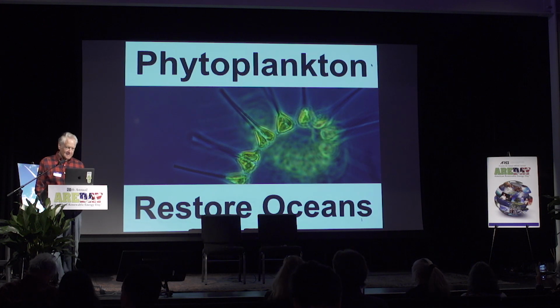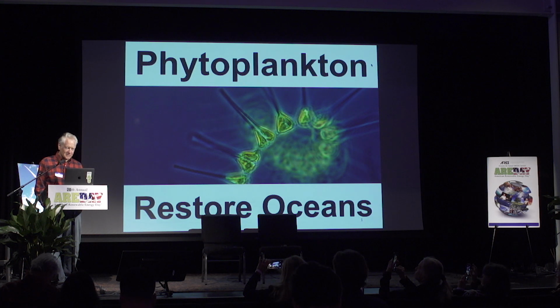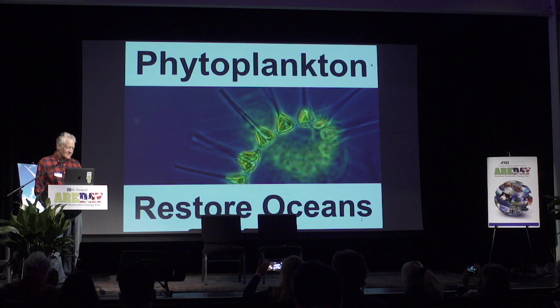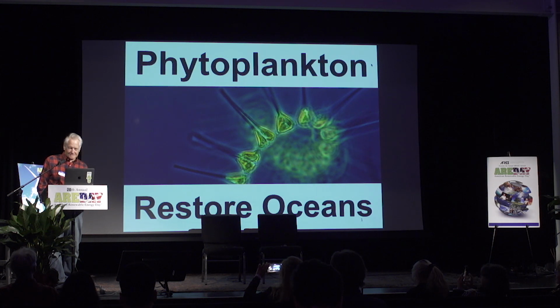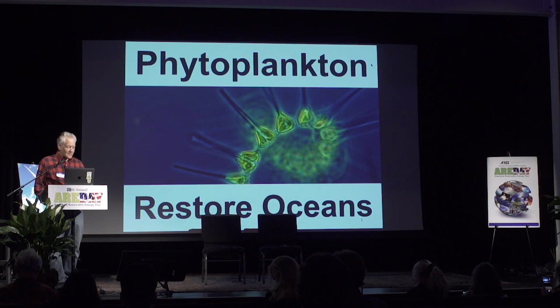Phytoplankton, my favorite single-cell green plant, lives in the ocean, in the top 50 meters of the ocean, where it's warm and sunny. And when there are nutrients, phytoplankton grow very quickly. They double in biomass every 24 hours. And they absorb CO2, and they give off oxygen. Every other breath that you take comes from the ocean. So phytoplankton can restore the oceans.